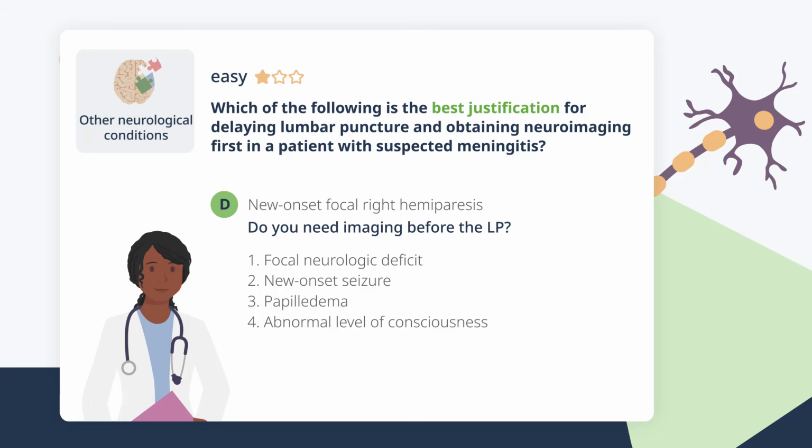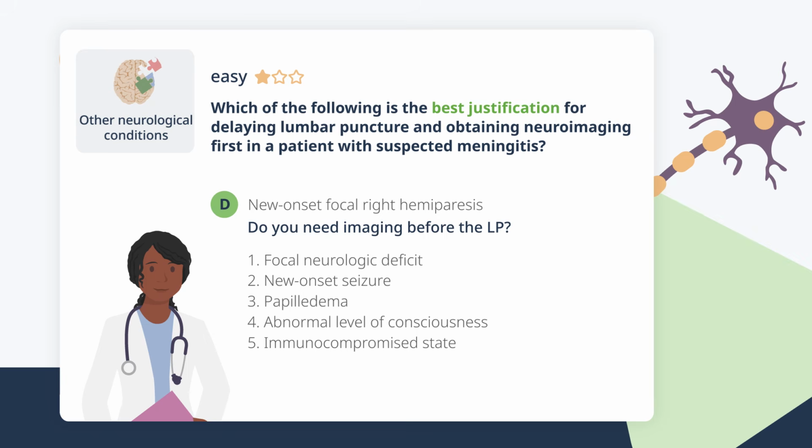And so again, abnormal level of consciousness impairs our ability to look on exam for a new mass lesion, for a pressure differential, and those patients need imaging. And then the last indication for imaging before LP is an immunocompromised state. Weird things happen, different things happen, and patients don't always present with the typical symptoms.